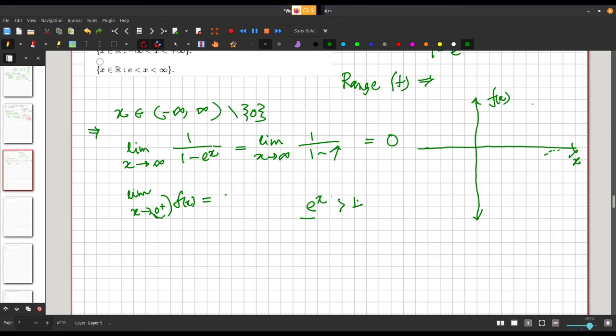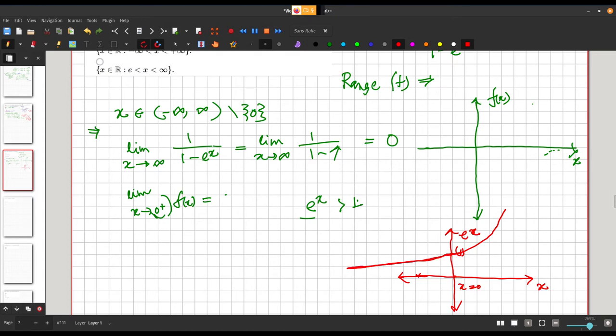We can also plot how e to the power x is going to look. At x equal to 0, this will be 1. It will go like this, and this is continuous here. For x to infinity, it will be infinity. For x to minus infinity, it will go to 0. When e to the power x is coming from this side and x is becoming 0, the value of e to the power x will be greater than 1.